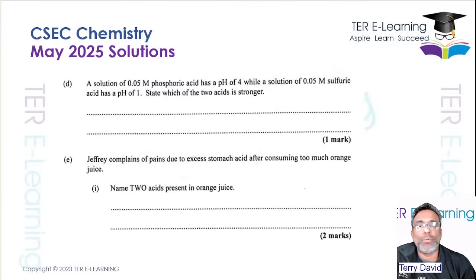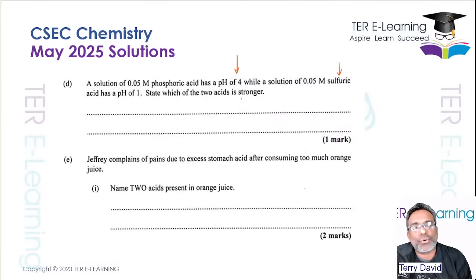Now part D. Alright, what they're saying here now: a solution of phosphoric acid, 0.05 mole phosphoric acid, has a pH of 4. So the phosphoric acid has a pH of 4. Now the same concentration of sulfuric acid has a pH of 1. State which acid is stronger.